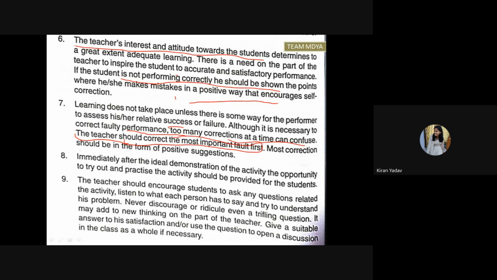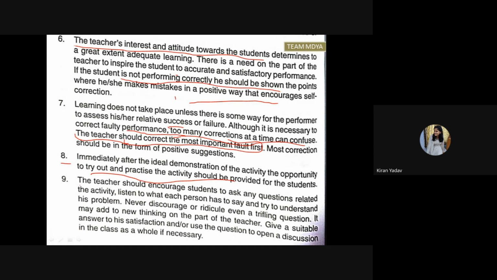Most corrections should be in the form of positive suggestions. Then the eighth point is, immediately after the ideal demonstration of the activity, the opportunity to try out and practice the activity should be provided for the students. So they should be provided the opportunity to practice on their own.